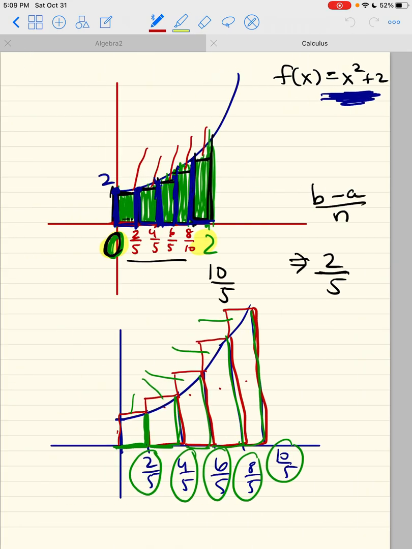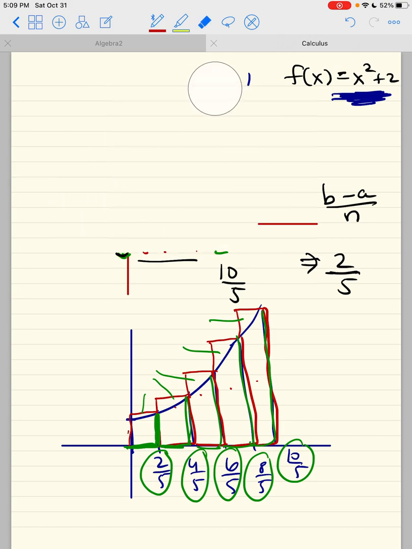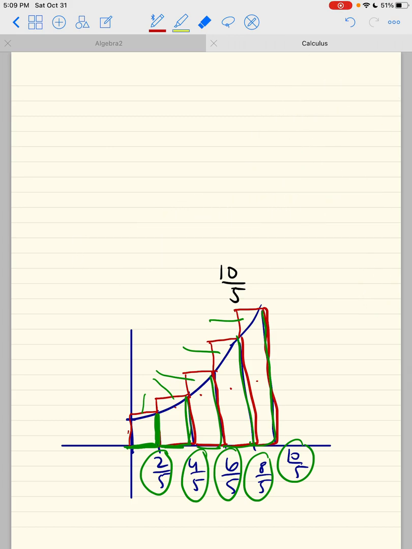So what do we do one more time? You make your L, and you make your backwards L. One is for left, one is for right. And then that's pretty much how you do these inscribed and circumscribed left-handed, right-handed Riemann sums.